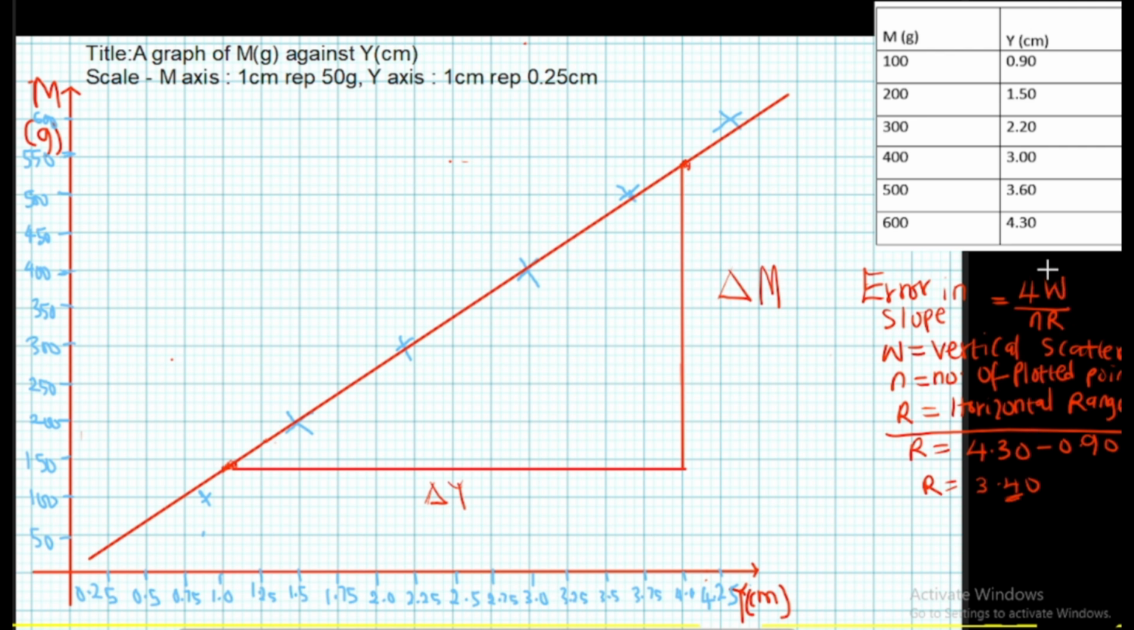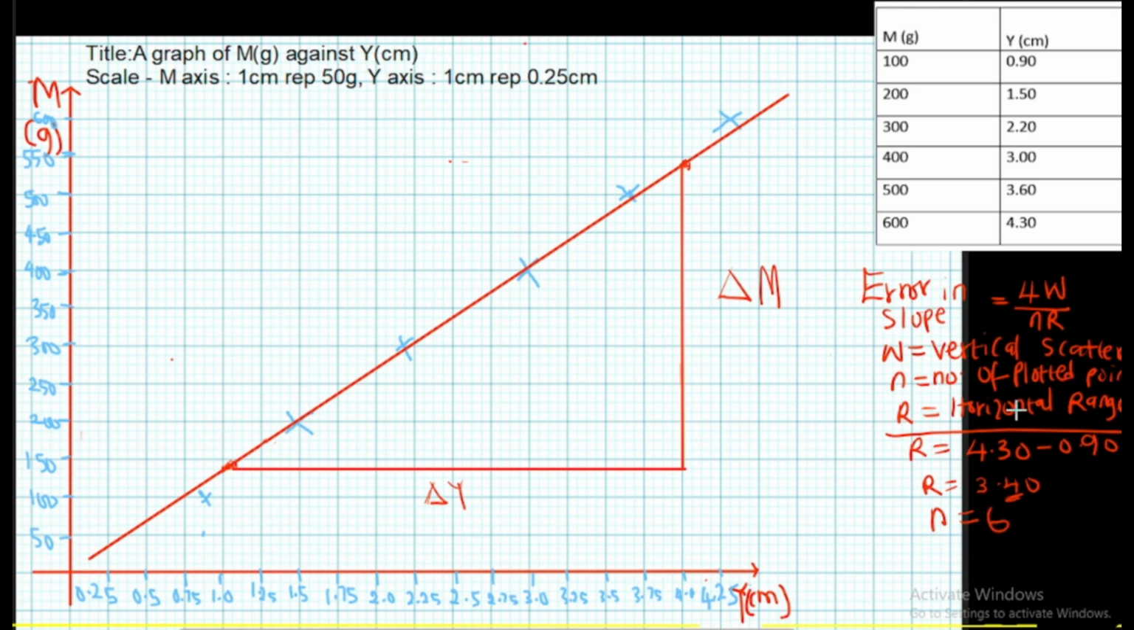So like I said, go to your horizontal axis on your table of values, look for the highest value and look for the least value. The highest value minus the least value on the horizontal axis will give you the horizontal range. We can say it's in cm, or we'll just leave it that way, 3.40. That's our r. Now, n is the number of plotted points. How many plotted points do we have on this graph? We have 1, 2, 3, 4, 5, 6. So our n will be equal to 6.